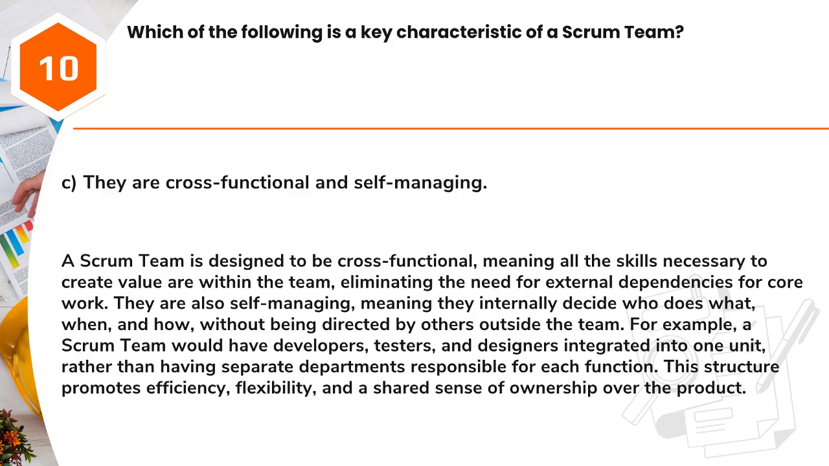A Scrum team is designed to be cross-functional, meaning all the skills necessary to create value are within the team, eliminating the need for external dependencies for core work. They are also self-managing, meaning they internally decide who does what, when, and how, without being directed by others outside the team. For example, a Scrum team would have developers, testers, and designers integrated into one unit, rather than having separate departments responsible for each function. This structure promotes efficiency, flexibility, and a shared sense of ownership over the product.